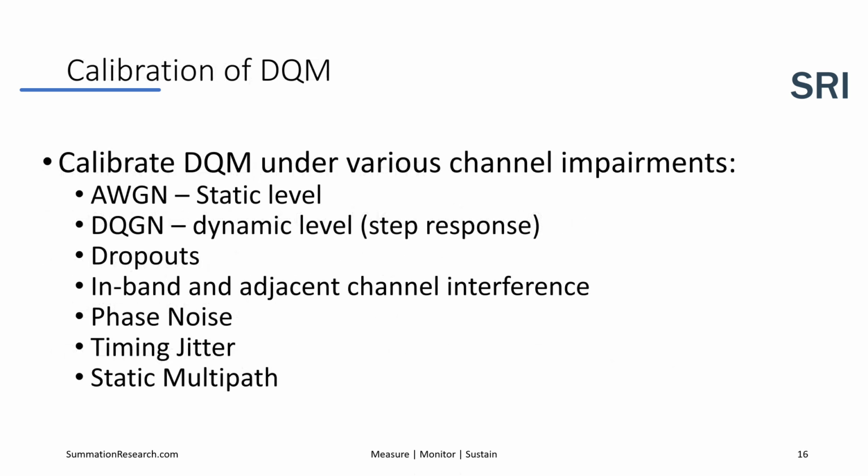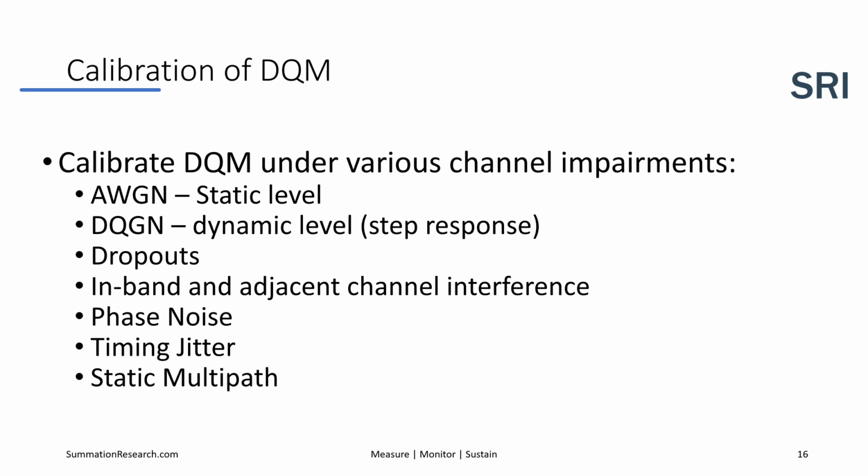Welcome to our discussion on calibrating the data quality metric under various channel impairments. Here, we will cover the essential types of impairments and how they impact DQM calibration. Let's start with AWGN static level. Additive white Gaussian noise is a common noise model used in telecommunications. The static level refers to a constant noise level applied to the signal, which helps in understanding the baseline performance of the telemetry system.